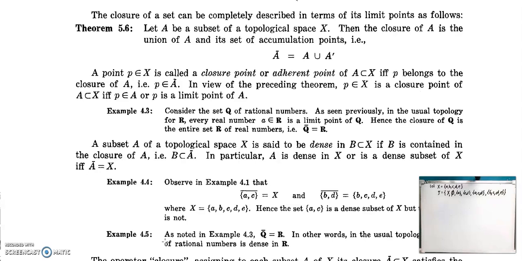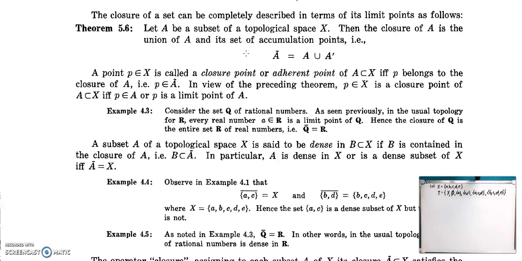Good day, everyone. In this video, I'm going to discuss the closure of a set that can be completely described in terms of its limit points. Now consider here Theorem 5.6. So we have here A, a subset of a topological space X. Then the closure of A can be written as the union of the set A and its accumulation points. So it can be written as this.